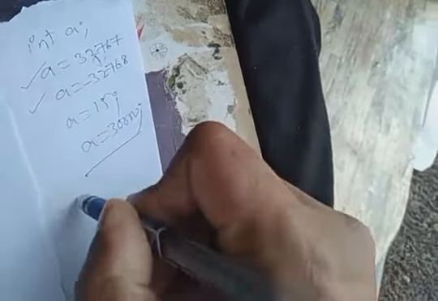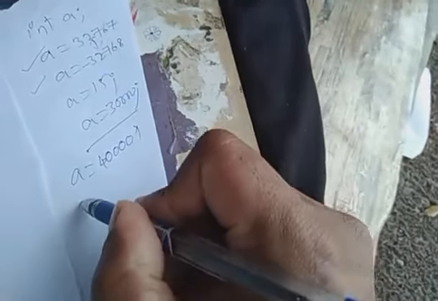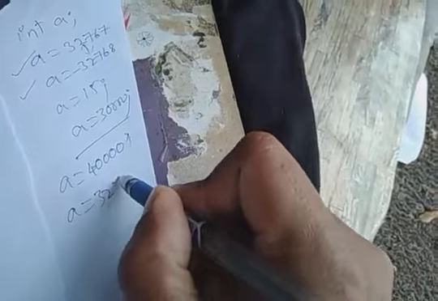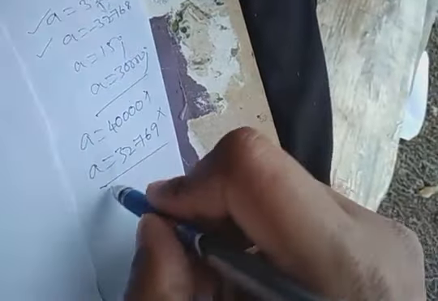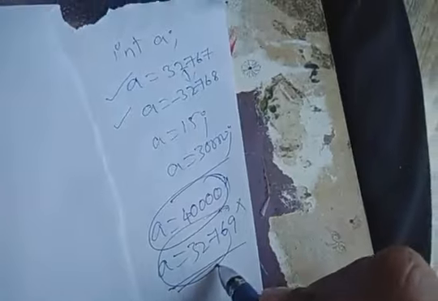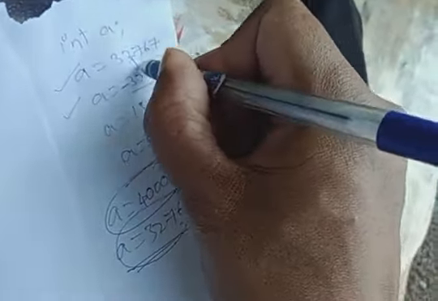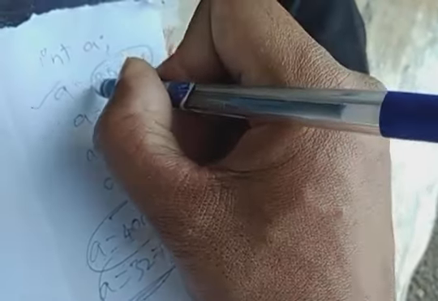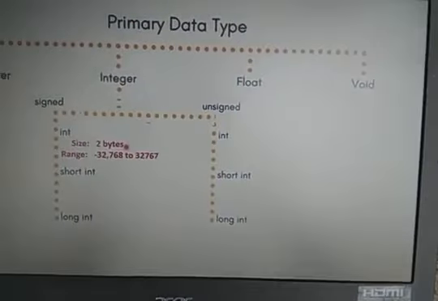For example, a equals 40,000 is wrong. Even a equals 32,769 is not possible, because these are out of range values, since our range is between minus 32,768 and plus 32,767. Because of that, these numbers are not accepted. This is called the integer range.